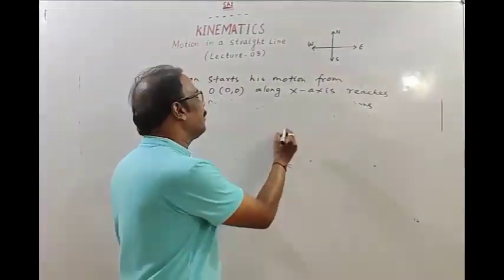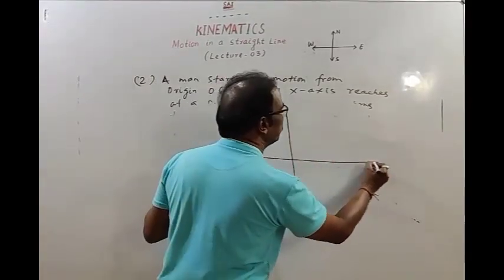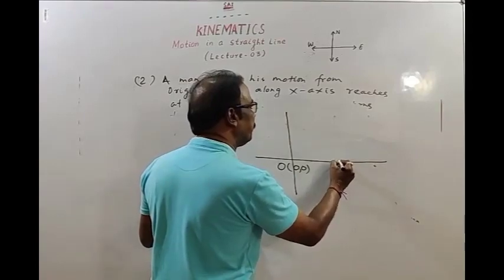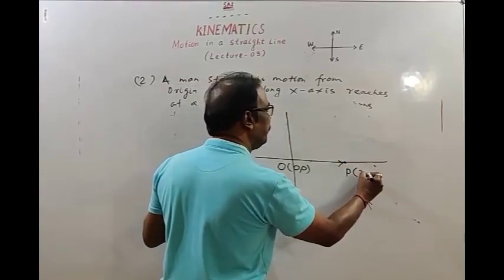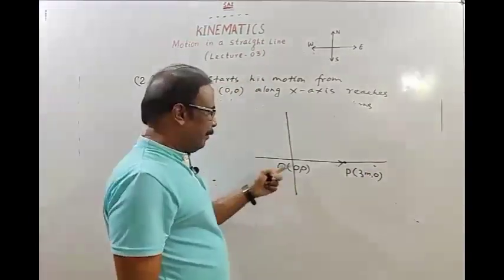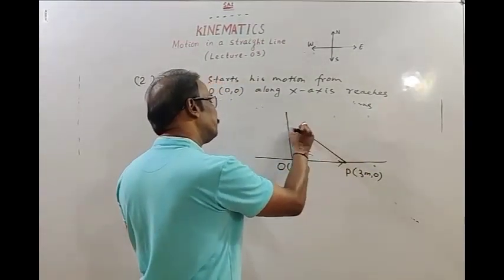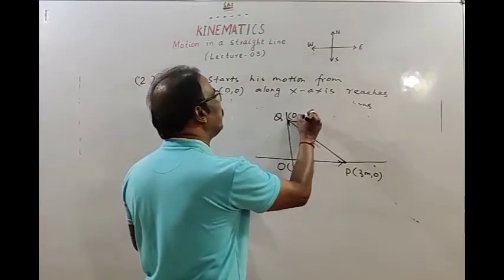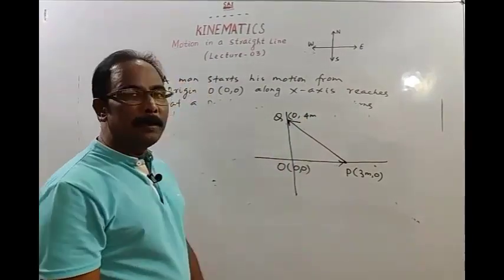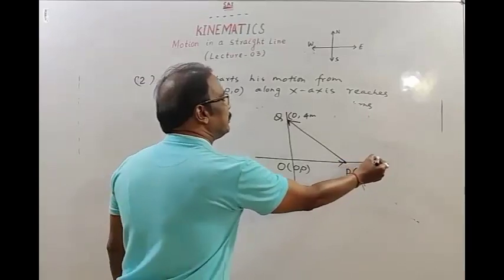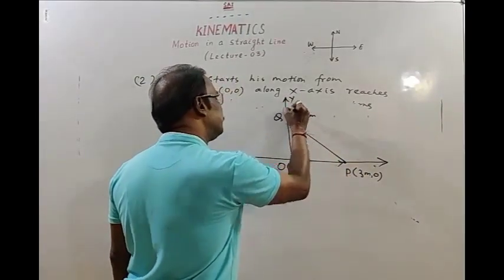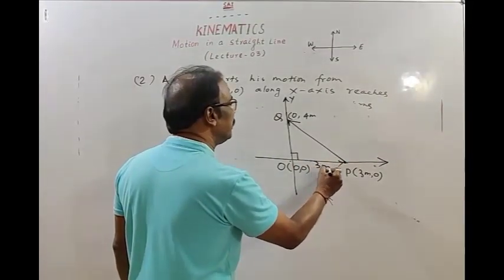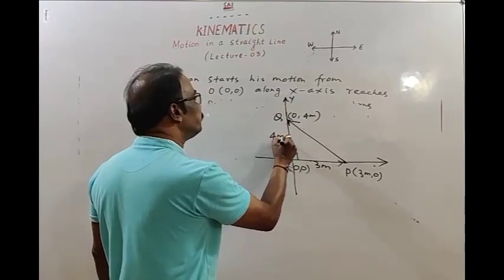Suppose an object starts its motion from the origin where coordinates are 0, 0, reaches a point P where coordinates are minus 3 meter and 0. Then it moves from P to a point Q where coordinates are 0 and 4 meter. We have to find distance and displacement. This is along the x-axis, this is along the y-axis. Obviously, this angle is 90 degree. So from O to P, distance is 3 meter. From O to Q, distance is 4 meter.